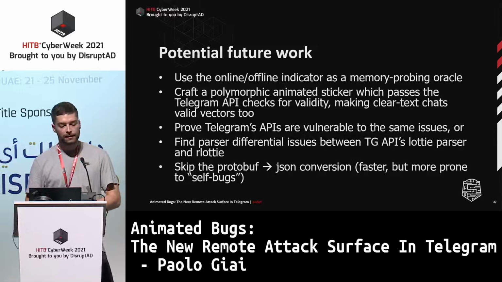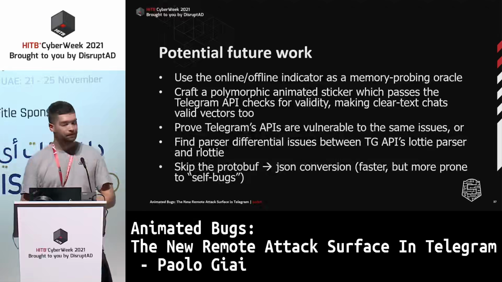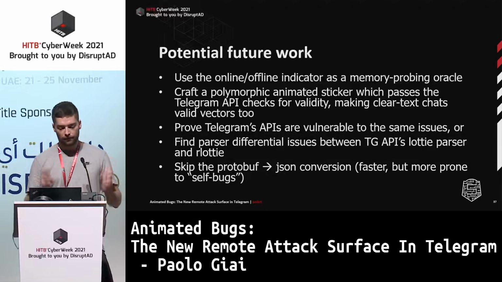Last but not least, skip inside the fuzzing process the protobuf to JSON conversion, since the fuzzing process might actually be faster this way, but as I mentioned in the slide, there could be self-bugs, as in bugs that you actually introduce by skipping steps in the real case, so they might lead to some problems there.